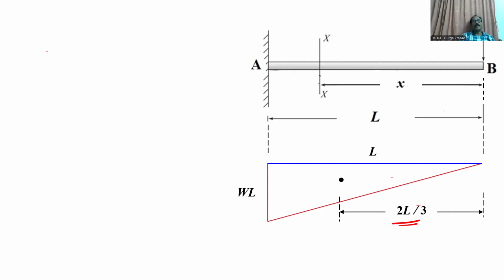Now, to find the deflection, you have to use Mohr's theorem 2. What is Mohr's theorem 2? The net deflection equals what? First moment of area. What is the first moment of area? A into x bar by EI, right? Here A, you can find: area half into L into WL. You are getting the area. So x bar, what is the x bar? 2L by 3, right?